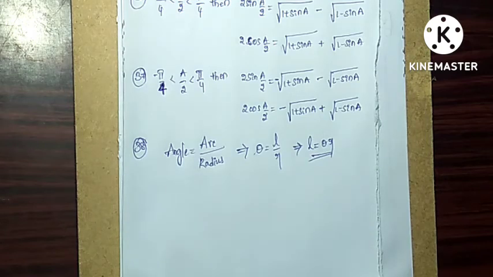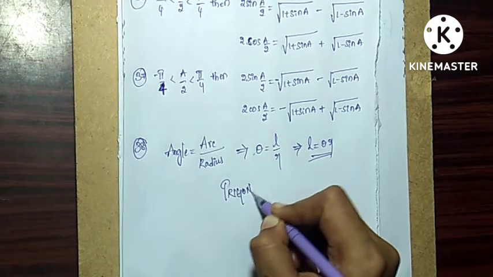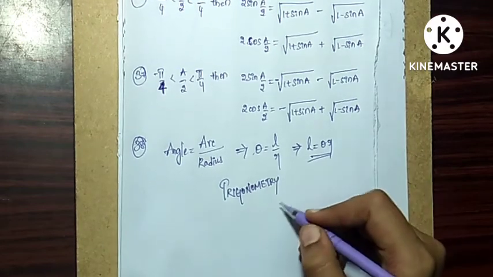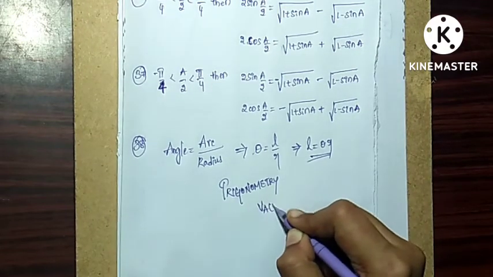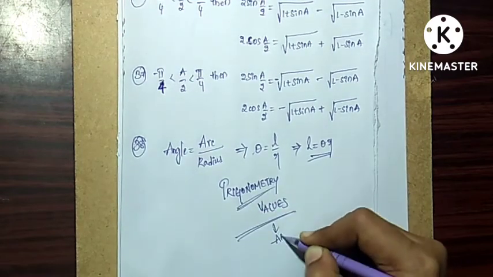Now we will check out the formulas for trigonometric ratios, the trigonometric values. We will check out these trigonometric values in another video.